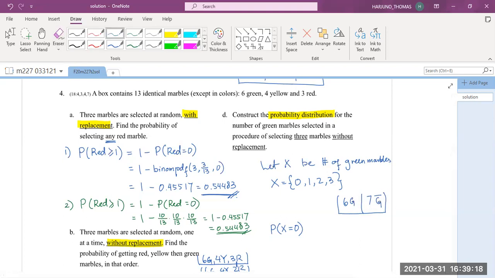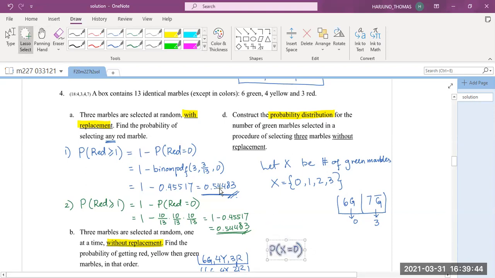Okay, probability that X equals 0 means I get nothing here. If no green, then how many not green? Remember that we need to select 3 marbles, right? If I need to select 3 marbles and none of them green, that means the other 3 have to be not green. Okay, so then the probability will be 6 choose 0 times 7 choose 3 over the total 13 choose 3.